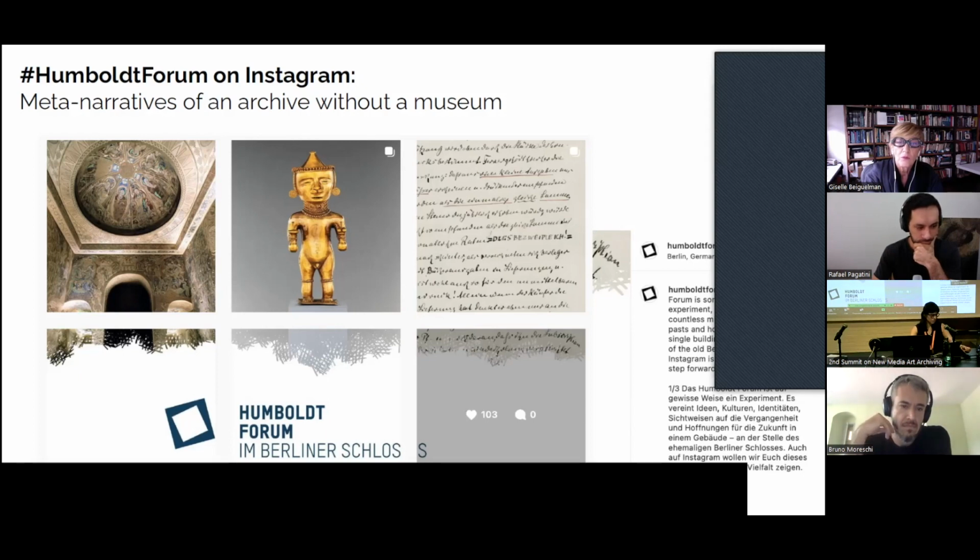I'm interested to discuss how the remediation of the museum through images could be used in different ways, and sometimes opposite ways, either to reinforce a traditional socially constructed imaginary about this space, or to dismantle it.